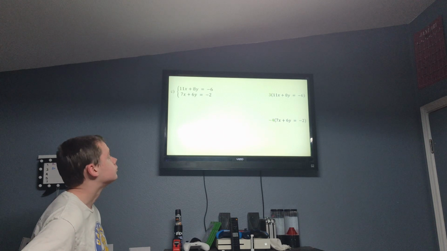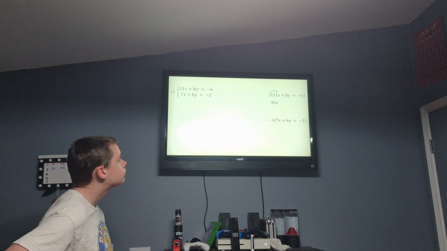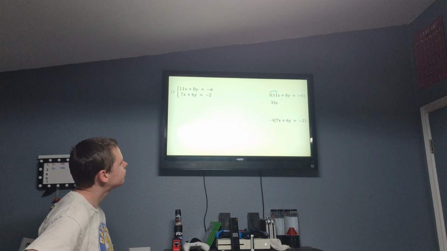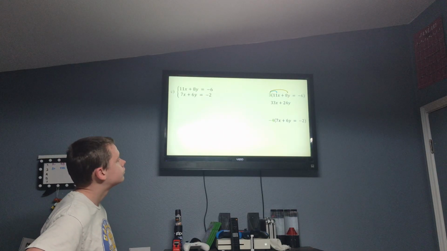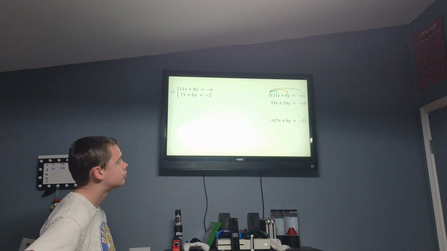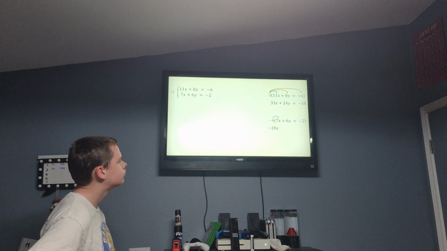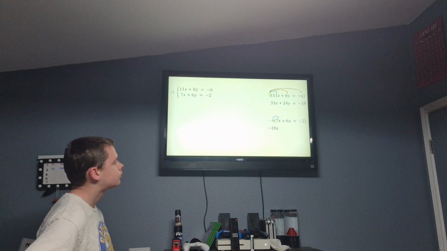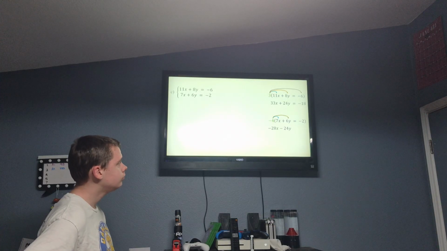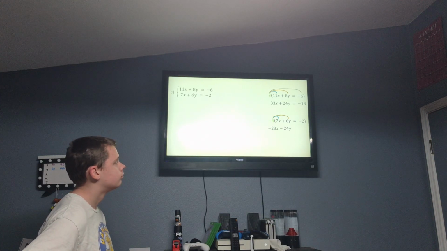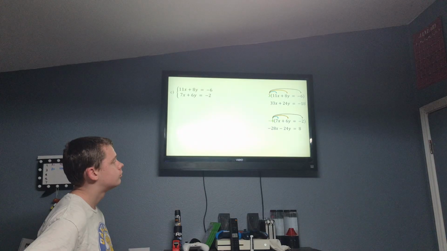So, let's do that. 3 multiplied by 11x is 33x. 3 multiplied by 8y is 24y. And 3 times negative 6 is negative 18. For the second equation, negative 4 times 7x is negative 28x. Negative 4 times 6y is negative 24y. And negative 4 times negative 2 is positive 8.